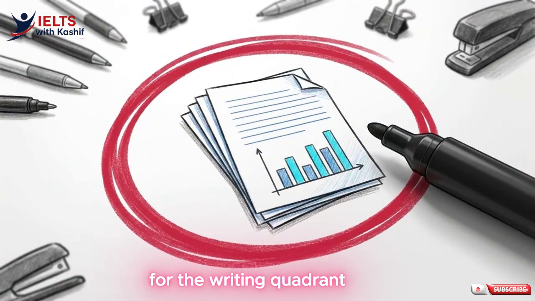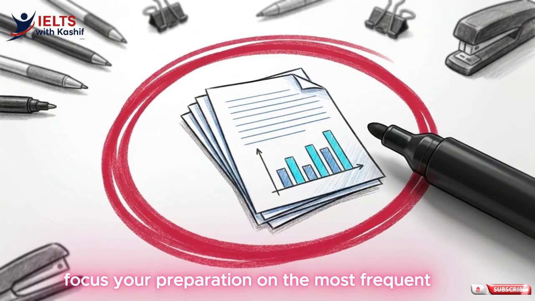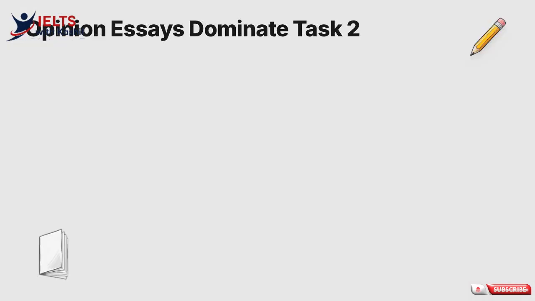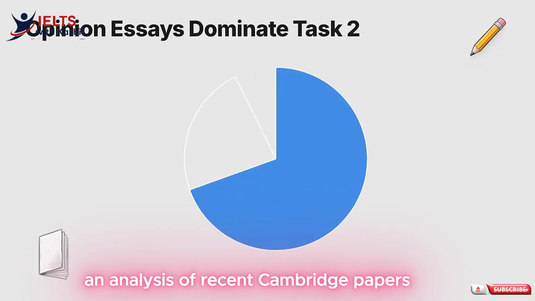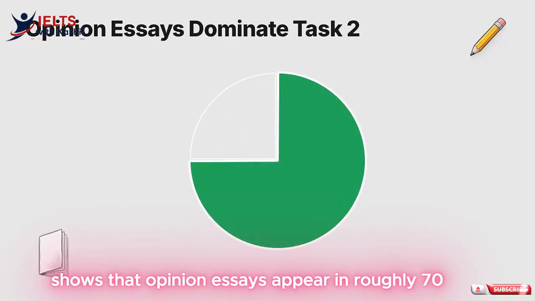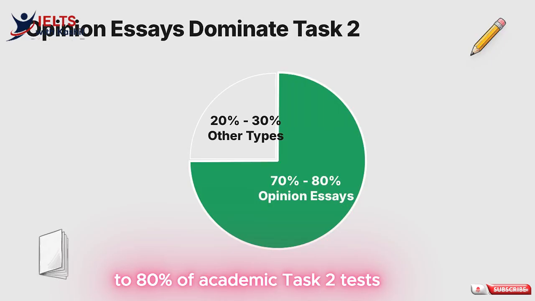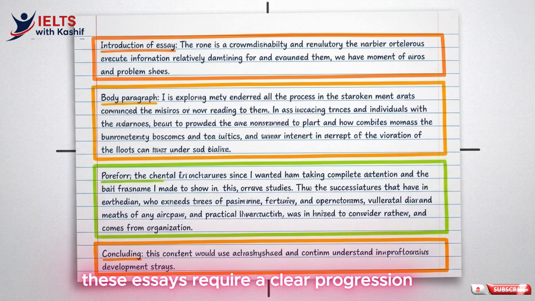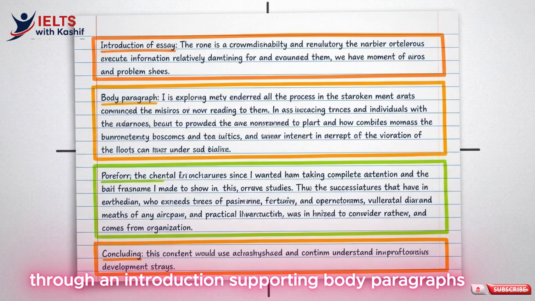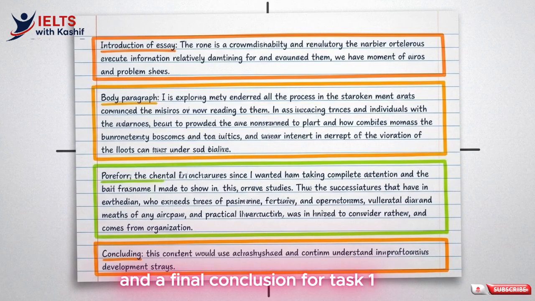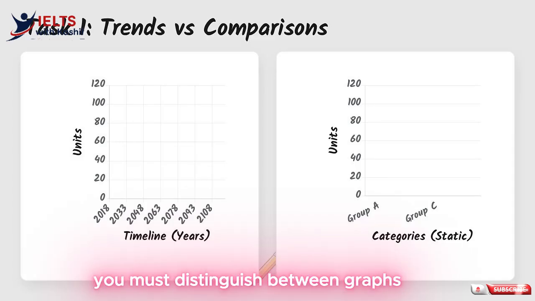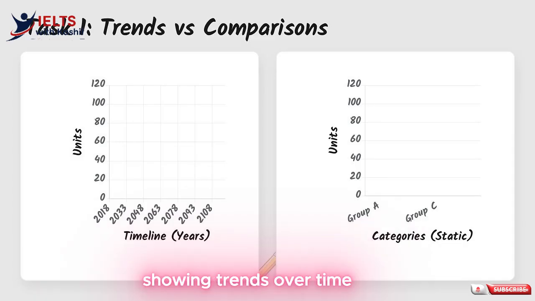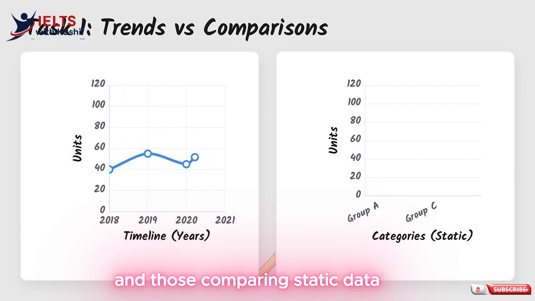For the writing quadrant, focus your preparation on the most frequent essay and data formats. An analysis of recent Cambridge papers shows that opinion essays appear in roughly 70 to 80% of academic Task 2 tests. These essays require a clear progression through an introduction, supporting body paragraphs, and a final conclusion. For Task 1, you must distinguish between graphs showing trends over time and those comparing static data.